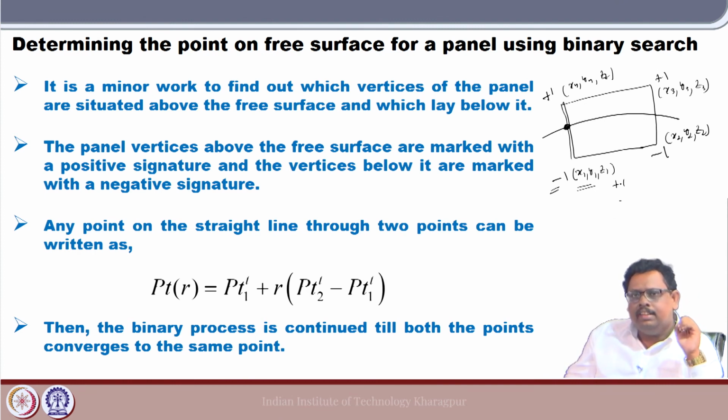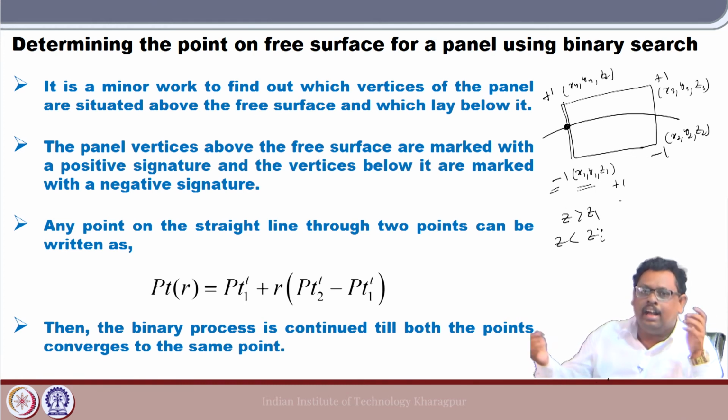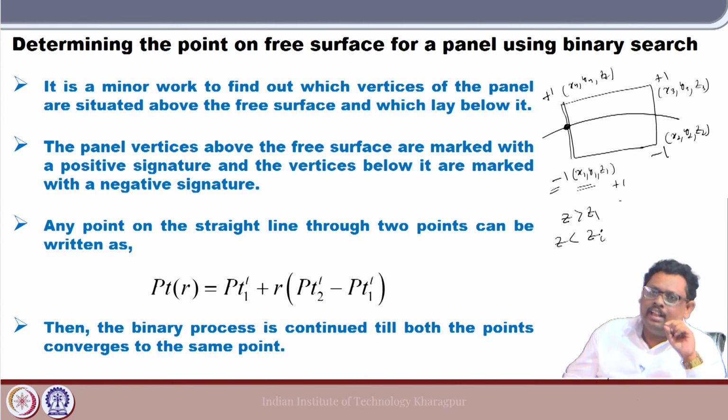If this wave elevation z is more than z1, then I know that this point has a negative signature. If z is less than, let us take z_i as some arbitrary point, then I know that this z_i has the positive signature. So this is elementary. Next, we need to arrange it so that we can get from a negative signature to a positive signature, right.